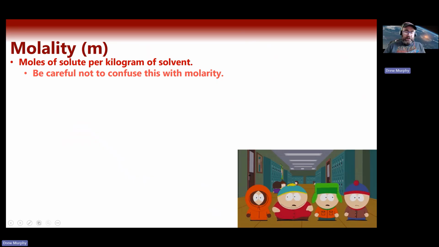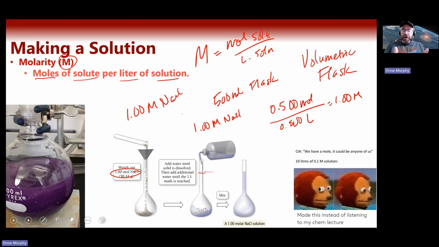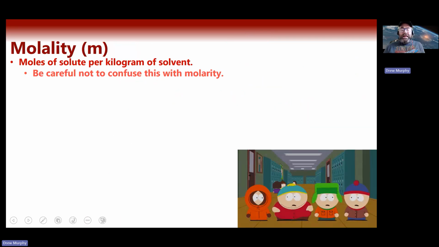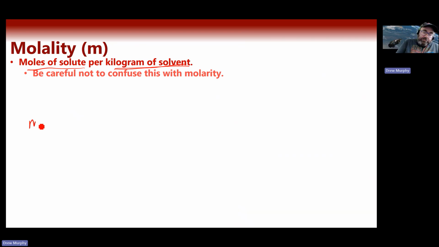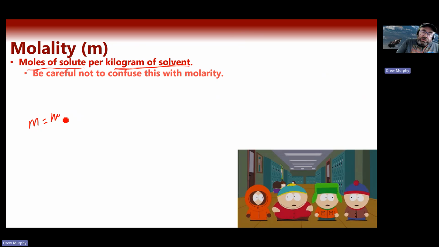So molarity is capital M, moles of solute per liter of solution. Molality is moles of solute still, but per kilogram of solvent. This seems weird, but it is going to be useful for us later on, so I want us to get a grasp on this. So molality, our little m, is moles of solute per kilogram of solvent.